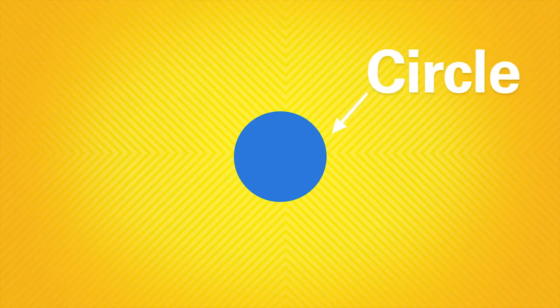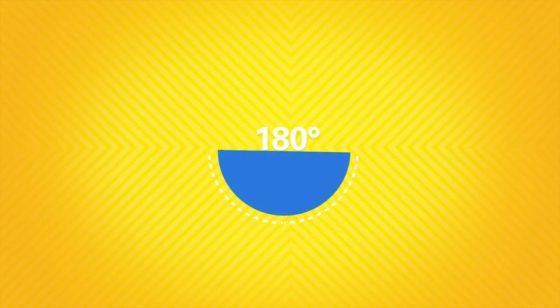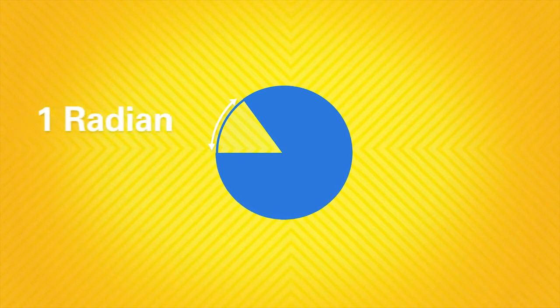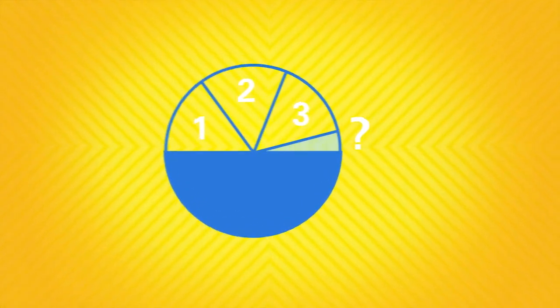This is a circle. A circle is made up of 360 degrees, and half a circle is made up of 180 degrees. The radius is the distance from the center to the outside edge, and one radian is that distance measured along the outside edge. There are 3.14159 etc. radians in half a circle, or pi.